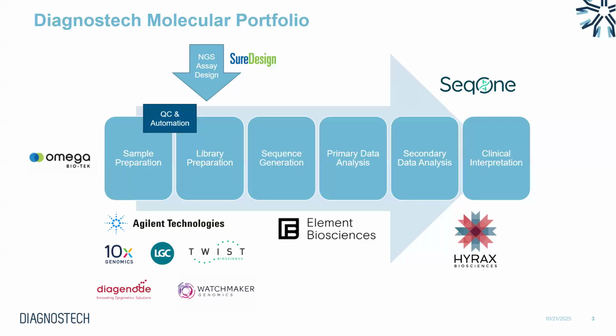So before I begin, I just wanted to show you where diagnostic fits in. We supply for a range of companies in the molecular space, all the way from sample prep right through to sequencing and interpretation. As you can see on the slide, we distribute for a number of big names in the market, such as Agilent and Twist, and we've recently started distributing for Amiga for all your extraction needs. And we're very excited to have Element Biosciences, so we have an NGS box, and then we distribute for Sequan and Hyrax for data analysis.